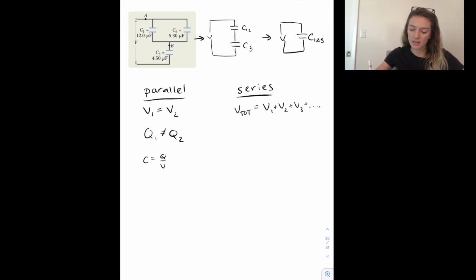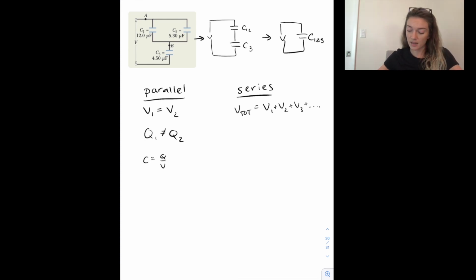So in this case, let's say we were told we had a 10 volt battery. The sum of the voltage drop across this capacitor and this capacitor would be equal to 10. So this might be 8 and this might be 2, or it could be 5 and 5, or 6 and 4, but the sum would be equal to the total voltage drop. And this is true even though here C12 is an equivalent capacitance of 2 capacitors in parallel.